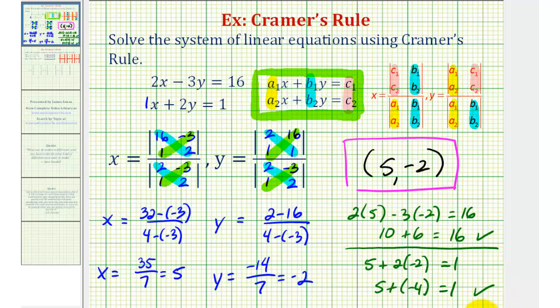Okay, I hope you found this example helpful. Next, we'll take a look at solving a system of three equations with three unknowns using Cramer's rule.